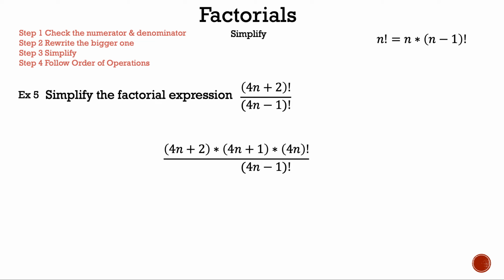We still don't have the quantity of 4n minus 1 factorial in the numerator. So let's use the definition once more and subtract 1 from 4n, which is 4n minus 1. We finally have the quantity of 4n minus 1 factorial in the numerator. Since we have the quantity of 4n minus 1 factorial in the numerator and denominator, we can cancel out those terms. So now we have the quantity of 4n plus 2 times the quantity of 4n plus 1 times the quantity of 4n. And that is the answer for example 5.